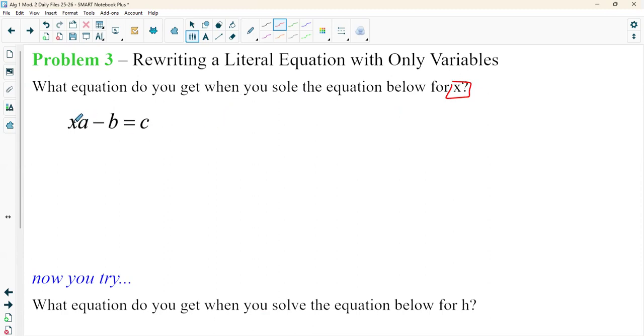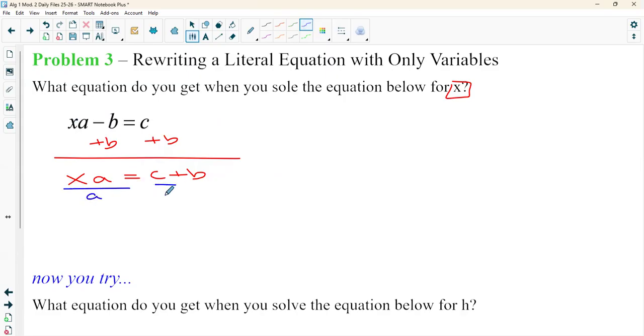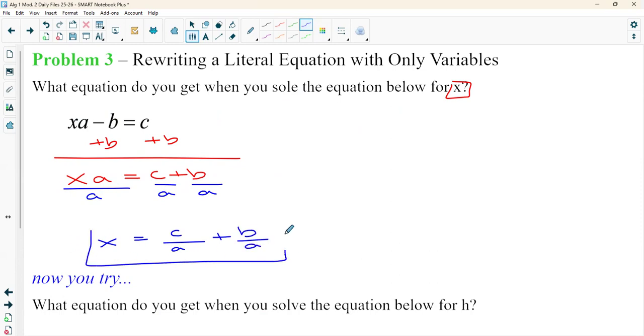That a is touching the x. We want to move everything not touching the x, which is that b. So let's move that b to the other side. We're left with x times a is equal to c plus b. Now we need to get x by itself, so let's divide everything by a. We're going to be left with x is equal to c over a plus b over a.